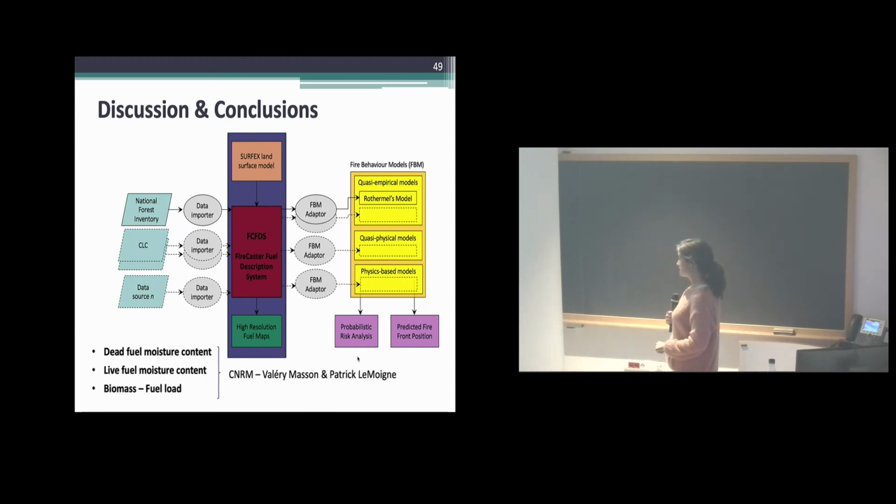And to finish this presentation, I want to talk a little bit about this part of the system, which was the coupling with the land surface model. This work was carried out in collaboration with the CNRM, with Valérie Masson and Patrick Lemoigne. We try to explore how to determine the dead fuel moisture content, the live fuel moisture content, and the fuel load by using a land surface model. Because if we want to predict, as Adam said all along his presentations, we have to predict also the state of vegetation. And that's the good point of using a land surface model.